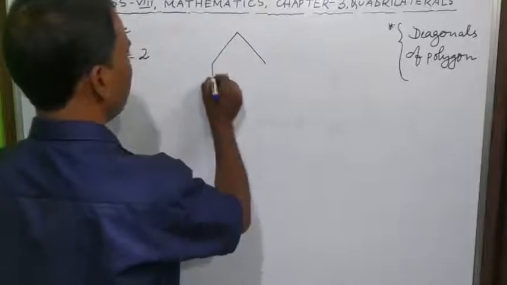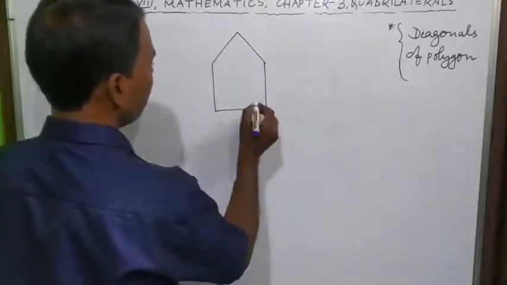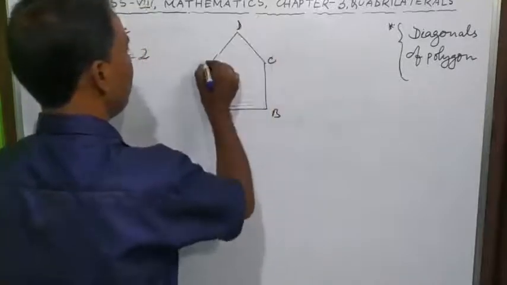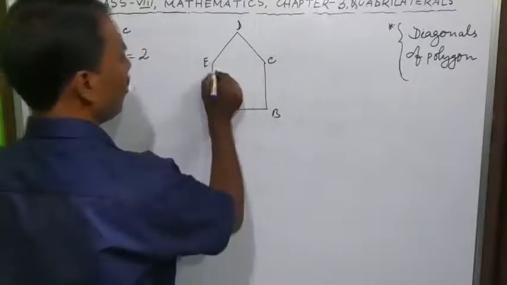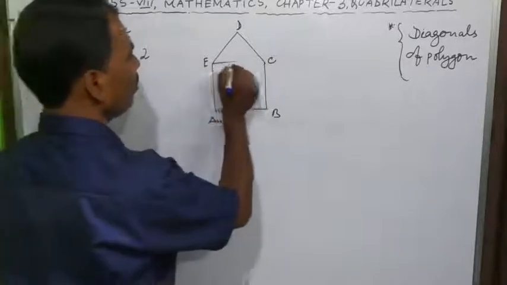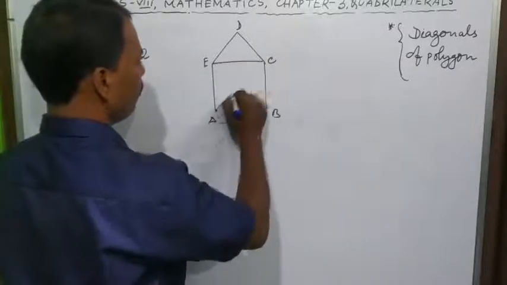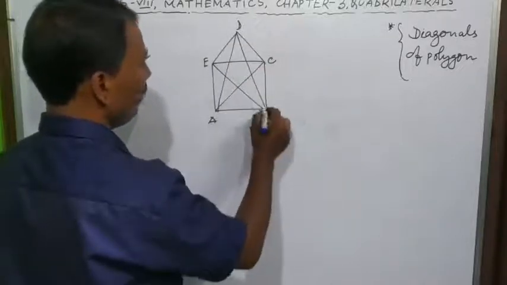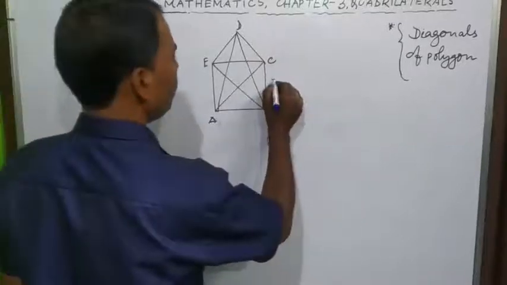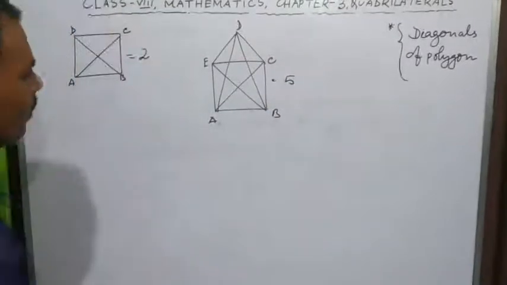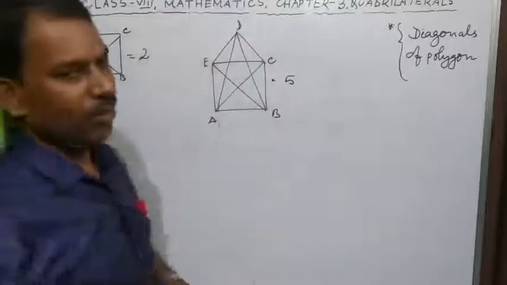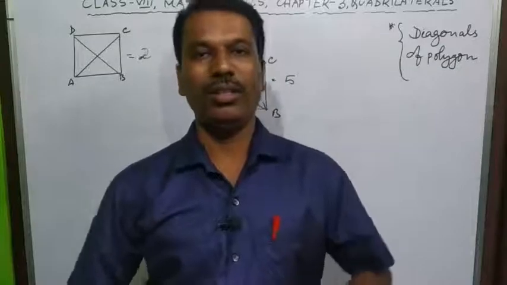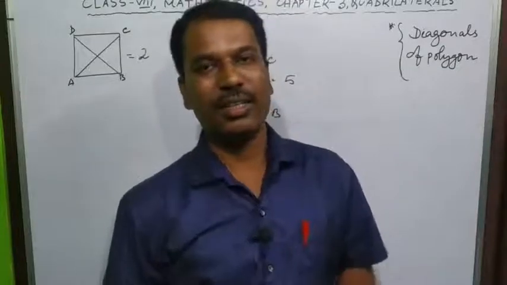Let us consider a pentagon, a polygon with five sides. This is A, B, C, D, E. How many diagonals does it have? You count please: 1, 2, 3, 4, 5. Here 5 diagonals. So if we draw diagonals and count the number of diagonals, it is very difficult work. The chances of mistake are high here.